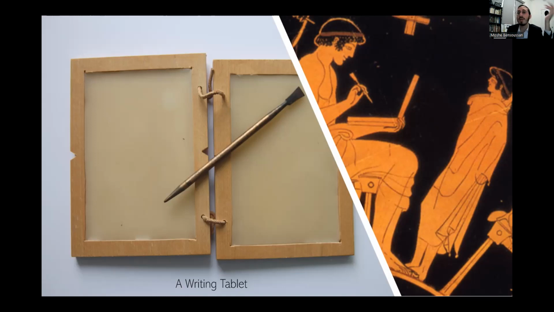In Roman times, Greek times, writing tablets were ubiquitous. Everybody used these as like carry-on notebooks. They would write into wax, they would erase right into wax, and then wipe the slate clean, the tabula rasa, when they needed to start over. So this is what Jews would mostly use in that period.